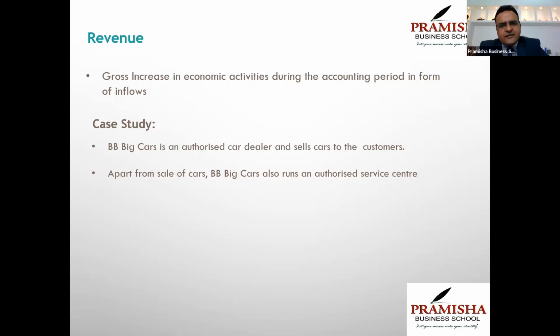But if they're simply acting as agents on someone else's behalf, so they are simply facilitating this, then they'll simply recognize revenue on net basis. They'll not be able to recognize revenue on gross basis. This we'll discuss in detail when we're discussing IFRS 15, revenue from contracts with customers.